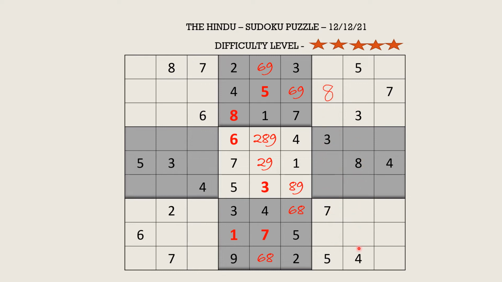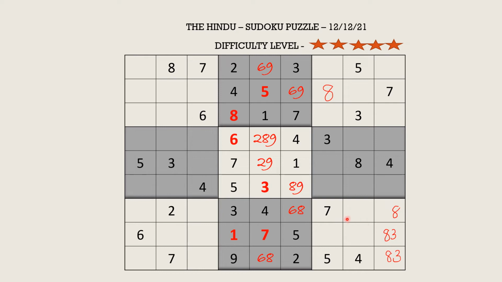So in this block, we can have 8-3 only in these 3 cells. Here you can see a 3. That means the cell cannot take 8-3 pair. It can take only a 8. And these two cells can take 8-3 pair. So let us mark it with 8-3 pair.